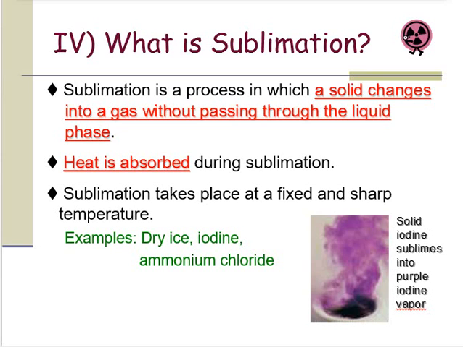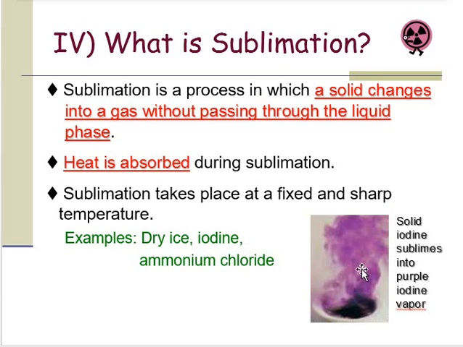Now the next part that I want to talk about is sublimation. This is something that is new to you and is a very interesting process. Sublimation is a process in which a solid changes into a gas without passing through the liquid phase. In this change, heat is absorbed during sublimation. Sublimation takes place at a fixed and sharp temperature, similar to boiling and melting.